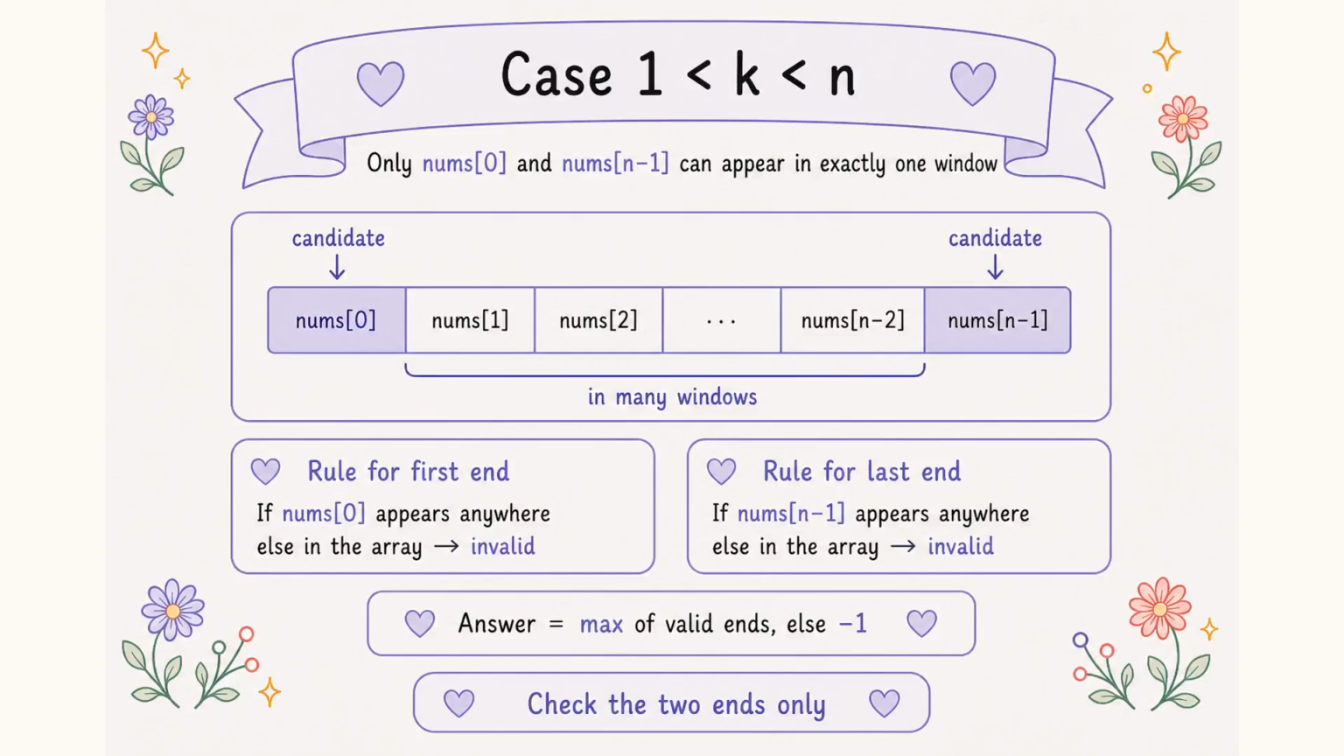Case 1 less than k less than n. Only nums at index 0 and nums at index n-1 can appear in exactly one window. If either end value also appears elsewhere in the array, it is disqualified. Return the max of the valid ends, or -1 if both fail.